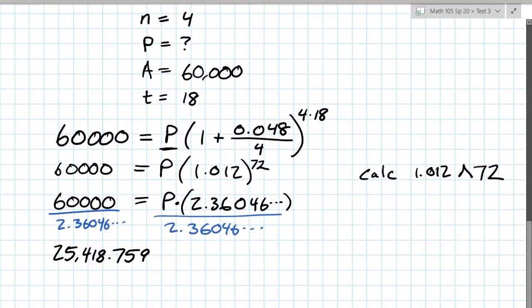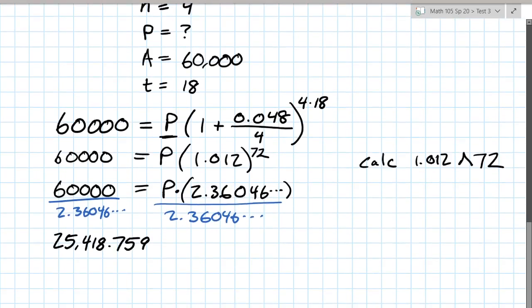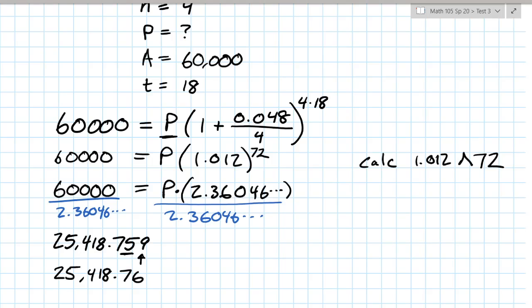Since we want to round it to the nearest penny, this is the pennies place, we look to the next place. Since that is between 5 and 9, I'm going to round that up to $25,418.76. And that's how much money you need to save right now so that in 18 years you have $60,000 for college.